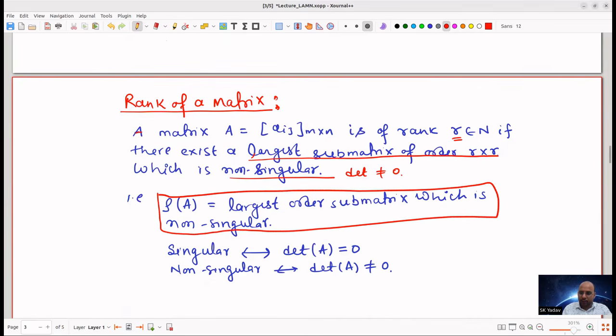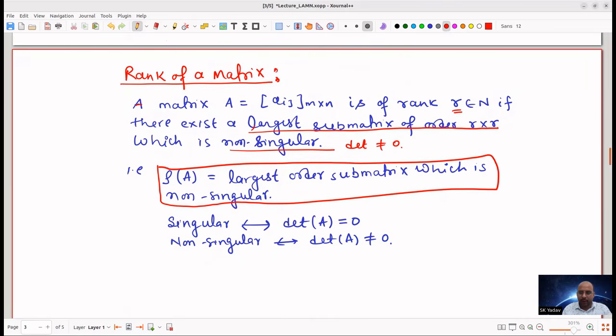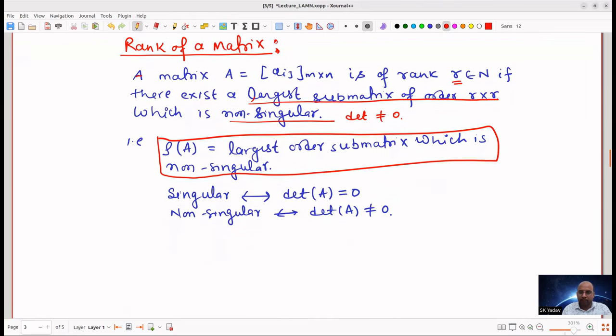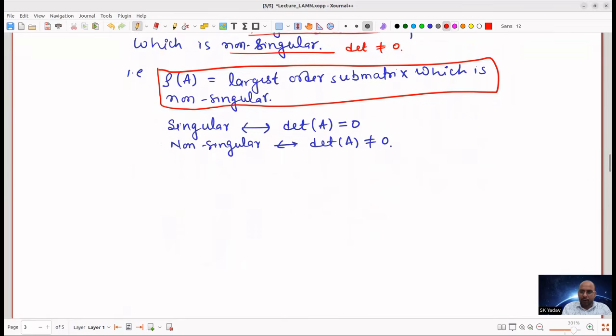And that means we have to check the submatrices of a given matrix to find the non-singular matrices as per the book's definition. I hope you understand that singular means the determinant is 0 and non-singular means the determinant is non-zero. So here, let us check a few matrices. As an example, I will take here.